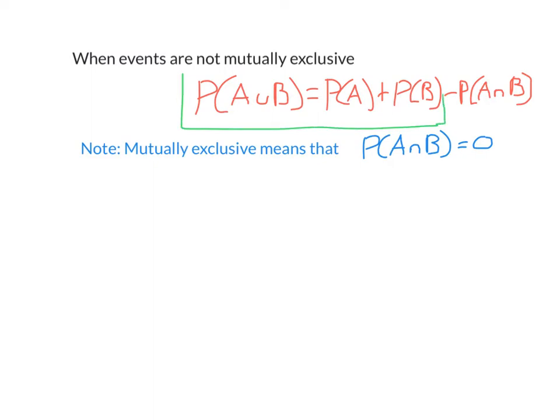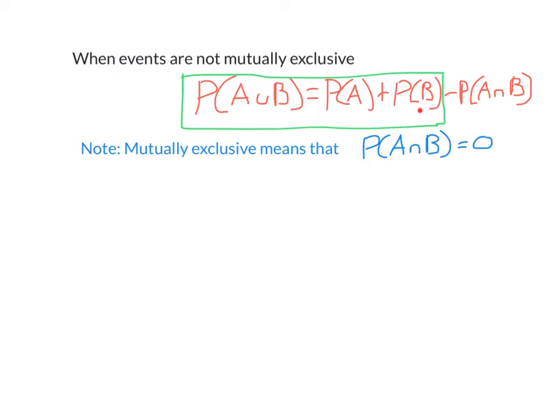Remember, this part here in green, that's the formula if they are mutually exclusive. If they're not mutually exclusive, you need to just subtract the probability that both happen. So these formulas work, both of them work, because remember, if two events are mutually exclusive, it means that A and B cannot happen at the same time, so the probability of A and B is 0.